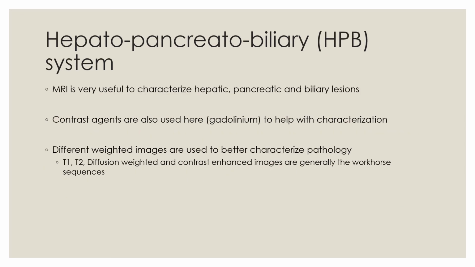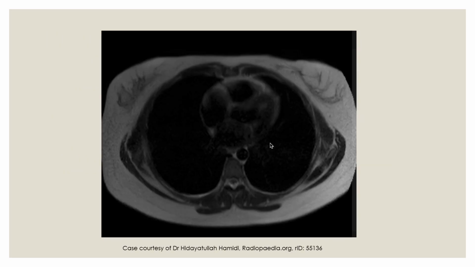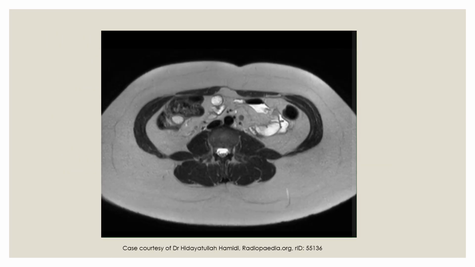So with regards to the GI system and abdominal system, the HPB or hepatopancreatobiliary system is best imaged with MRI, and it's very useful to characterize hepatic, pancreatic, and biliary lesions. Contrast agents here can also be used, such as gadolinium, which can help with characterization. And there are different weighted images which we use, which I won't go into as it can be very complex, to better characterize pathology. So this is a T2 weighted image of the HPB system in a patient.